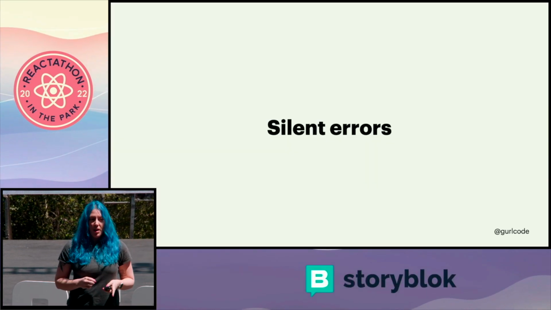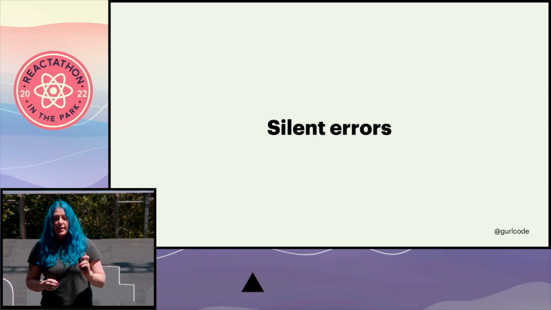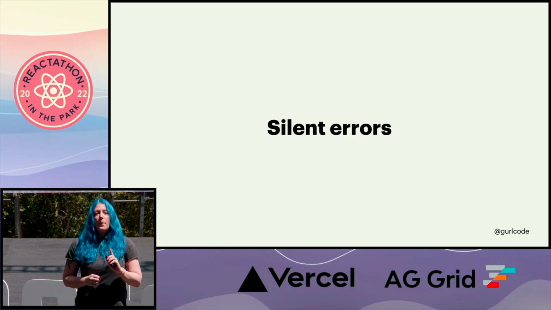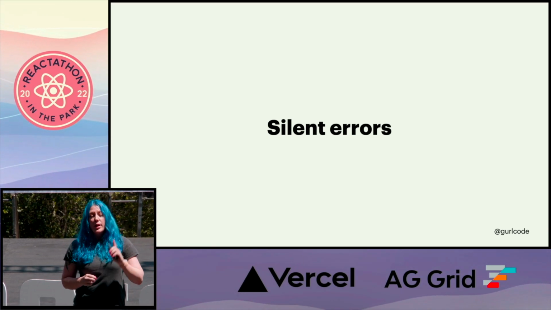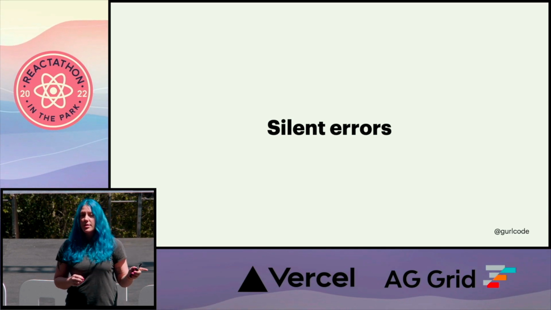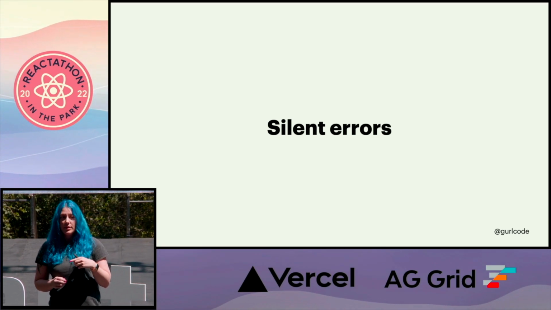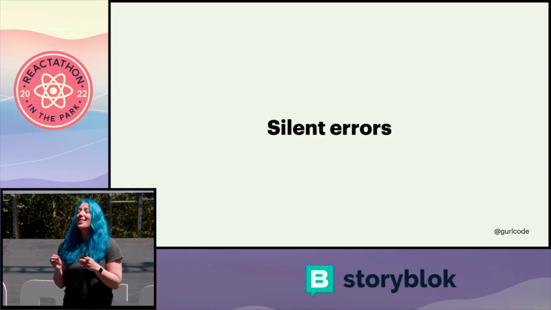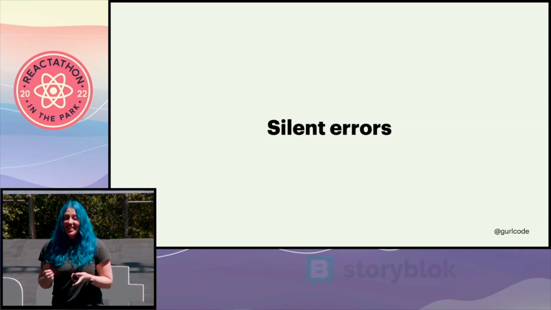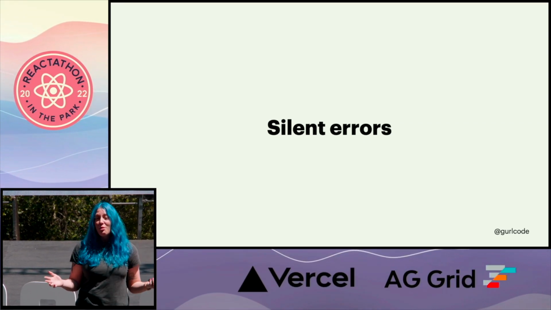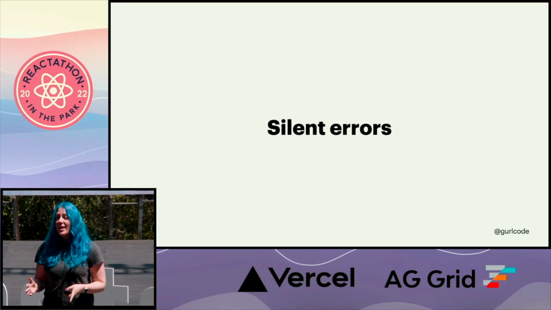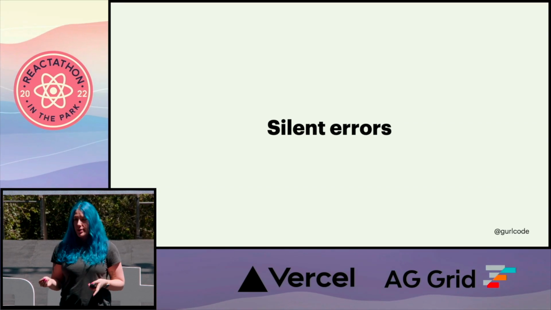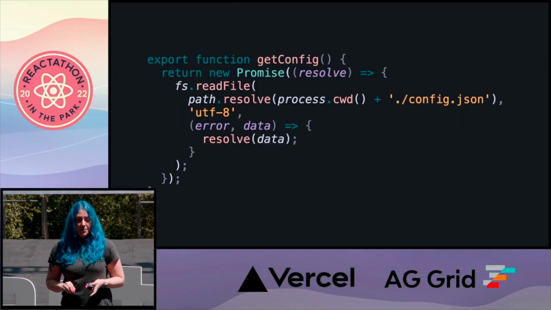When I wrote that promise, I made a really classic mistake. The promise resolves with the data, but it doesn't reject. So when readFile can't find the file, it returns an error, but I don't know that. No one knows that. It has been silenced. And silent errors are the worst. Something has gone wrong and no one knows about it. And these are super common in async JavaScript because, again, that code is valid. It works until there's an error.